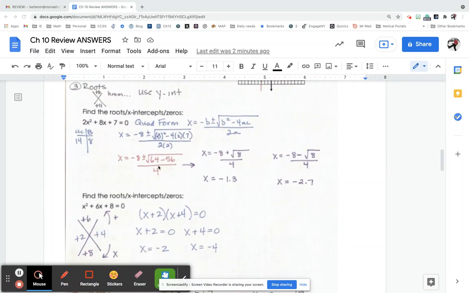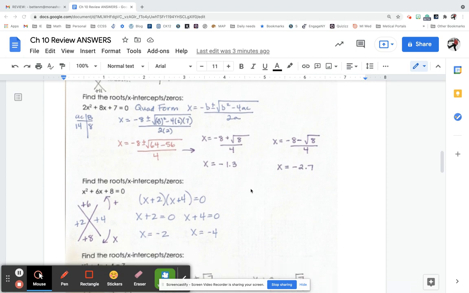I asked you to find the roots, the x-intercepts, or the zeros. You could try the ACB chart. That didn't work, so I went right to the quadratic formula. You could use completing the square, but then I'd have to get rid of the 2. Quadratic formula will work for every trinomial. When I was done doing that, remember you solve the numerator, hit equal, divide by 4. Solve the numerator, hit equal, divide by 4, and I got those 2 solutions.